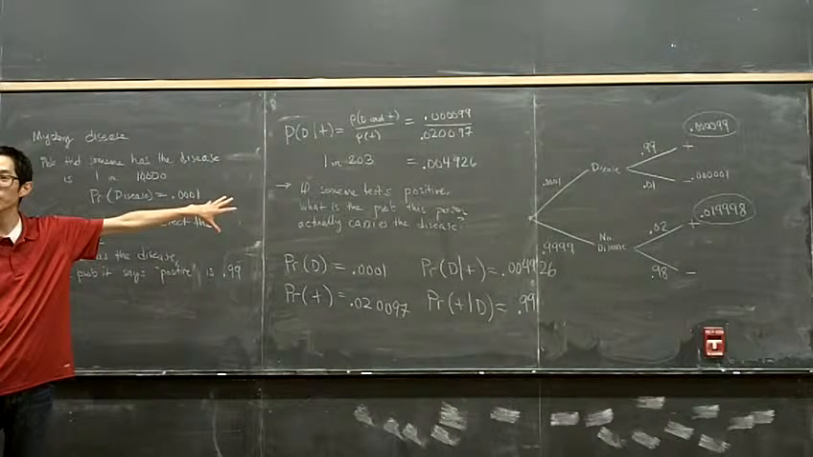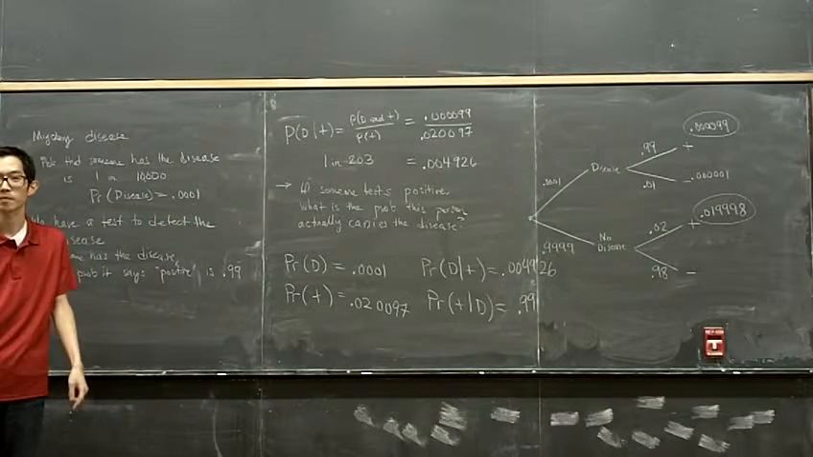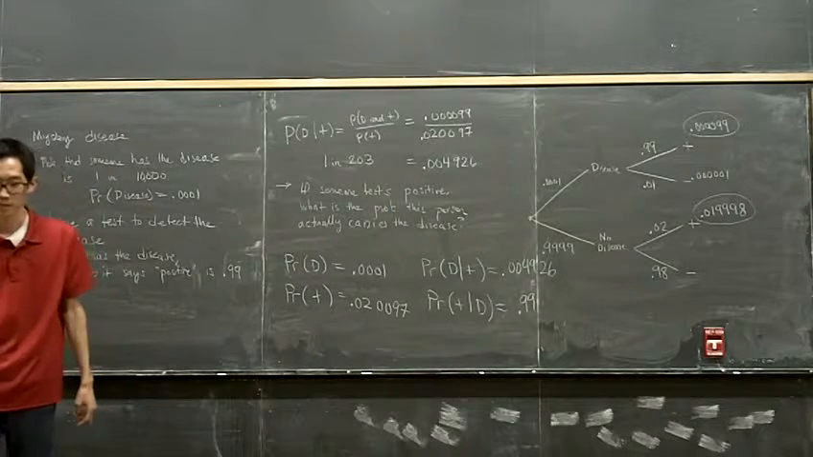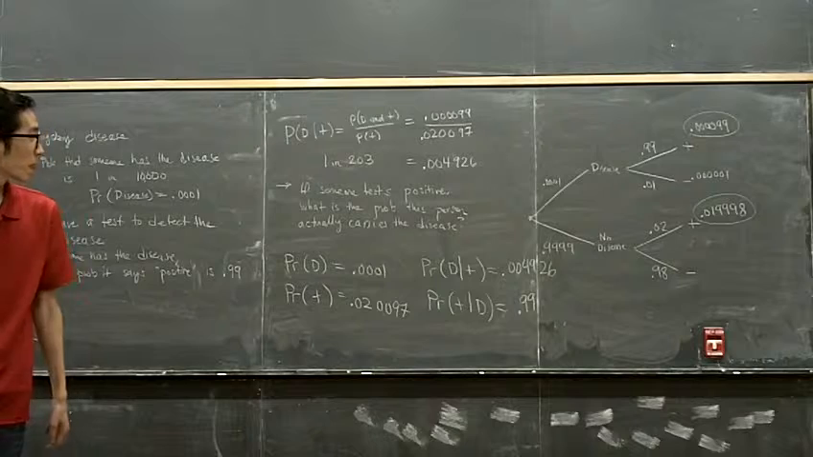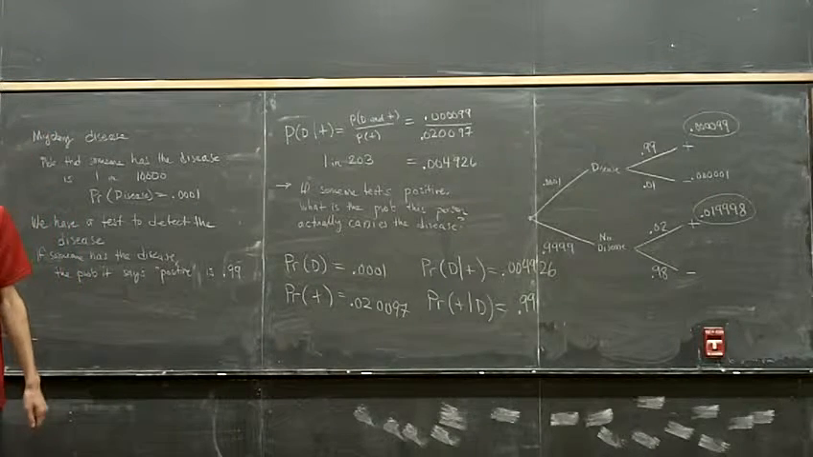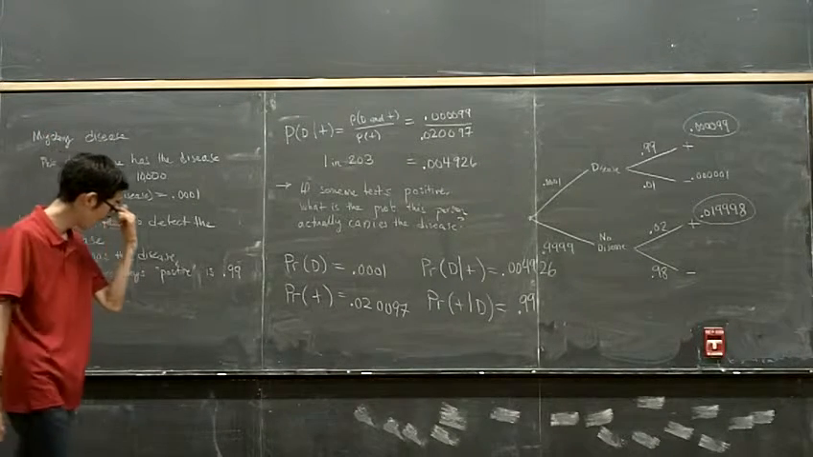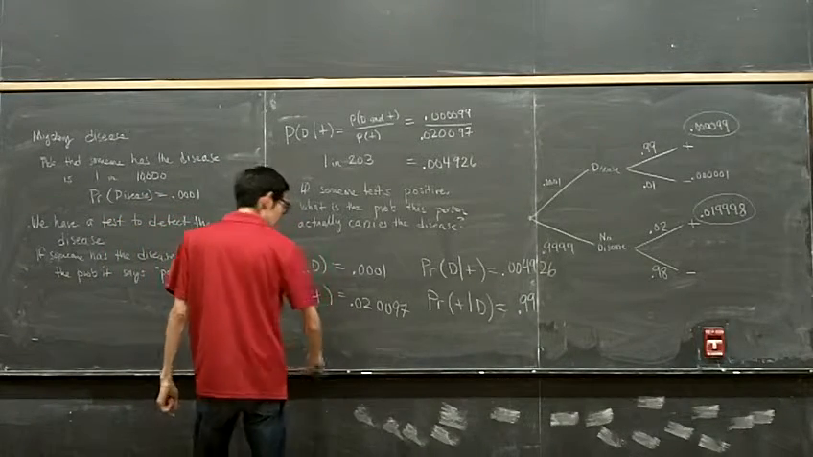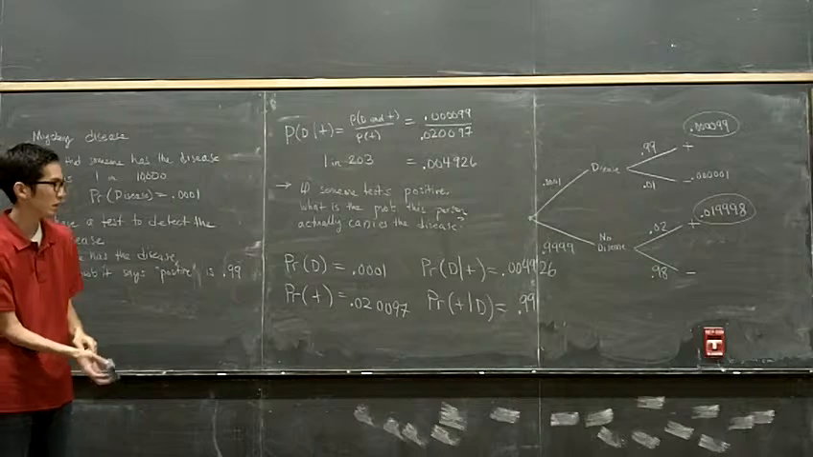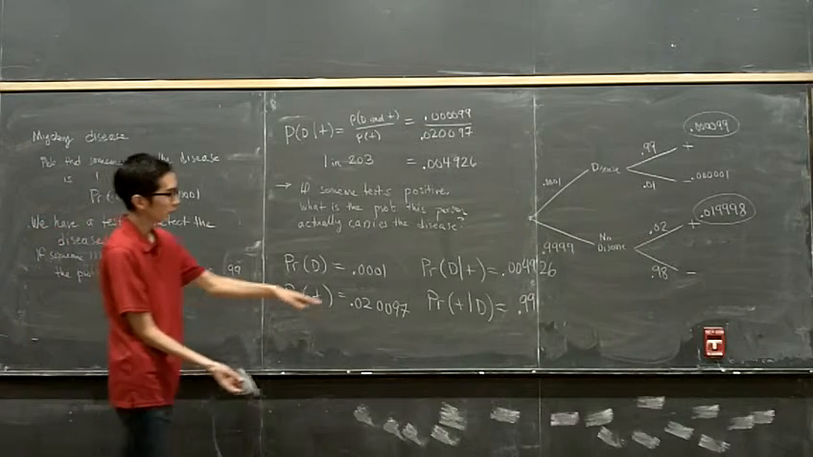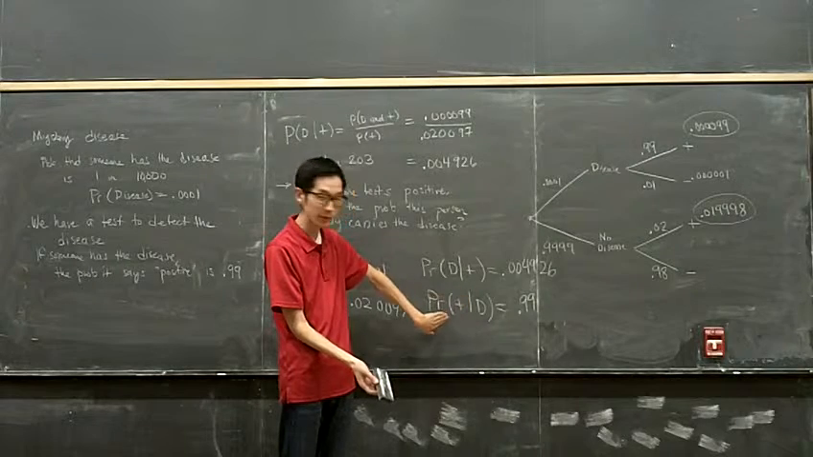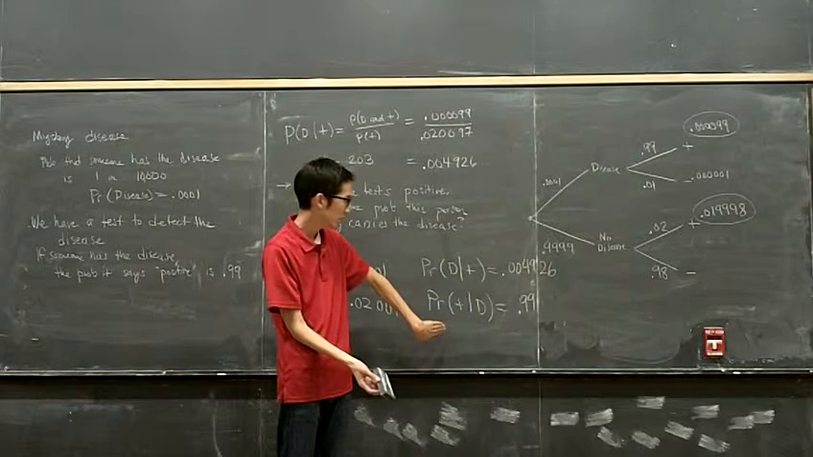Questions on this? Yes? This might be a stupid question, but I'm confused as to why the given stuff is throwing me off. Maybe once I read, I'll get it better. The positive given disease: this is basically saying, if somebody has the disease, what's the probability they test positive? It's 0.99.